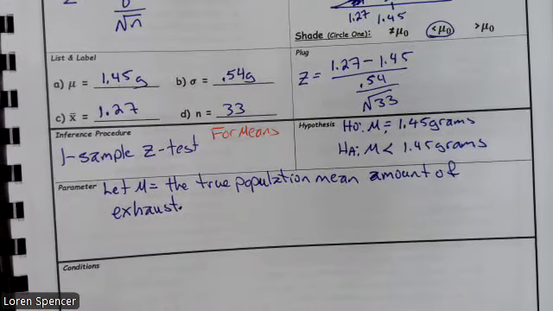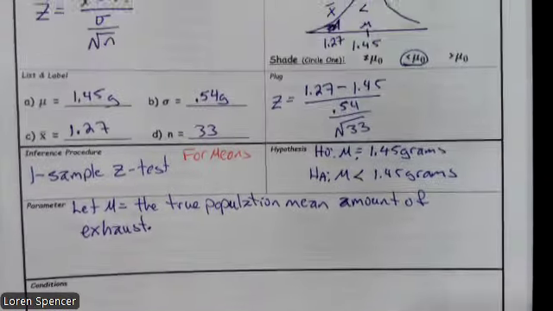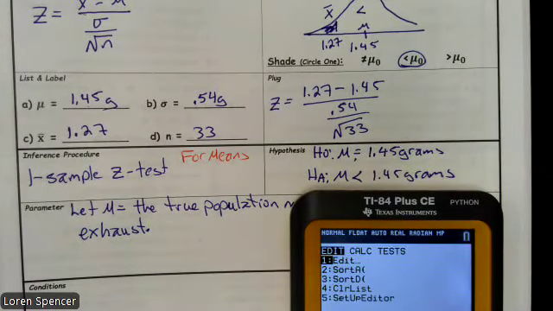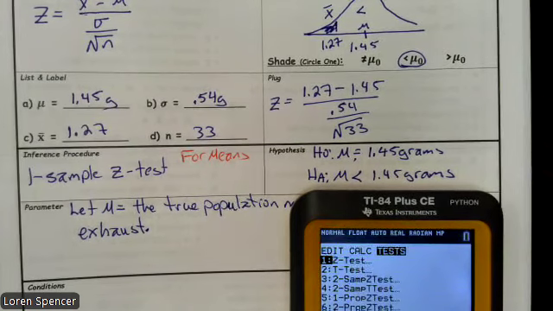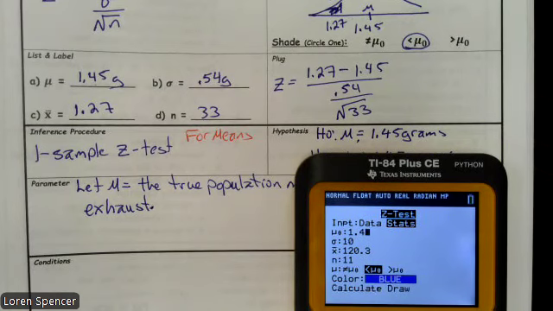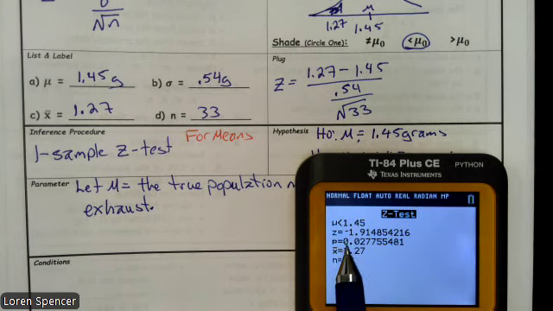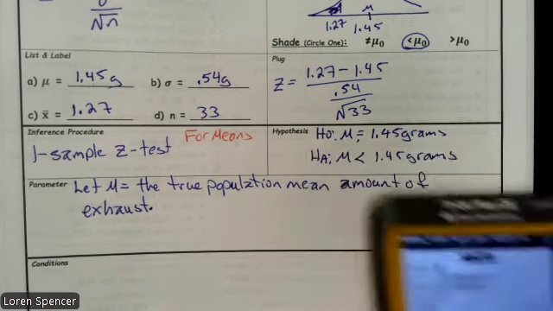All right, they said skip the conditions, so we're going to go ahead and run this test. To do that, I need to go back to my calculator. I'm going to go stat test, and we're looking for z-test. Our mean was 1.45, our standard deviation in this case is 0.54, our sample mean was 1.27, and our sample size was 33, and we needed a less than. When we calculate, we end up getting the probability z is less than negative 1.9148.